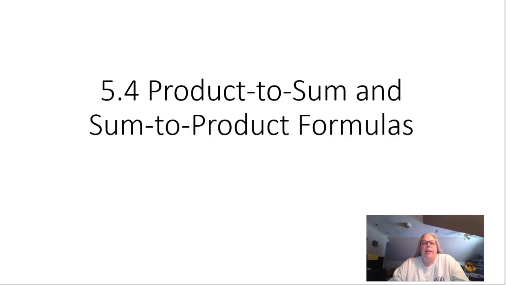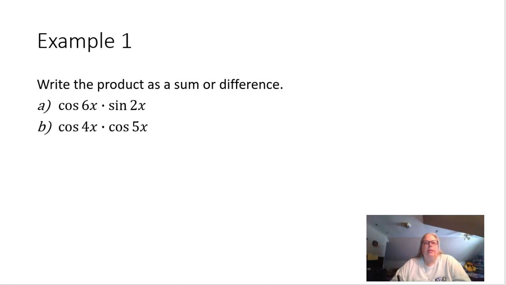This video covers the examples from section 5.4, product to sum, and sum to product formulas. Example 1. Write the product as a sum or difference. Part A, cosine of 6x times the sine of 2x.